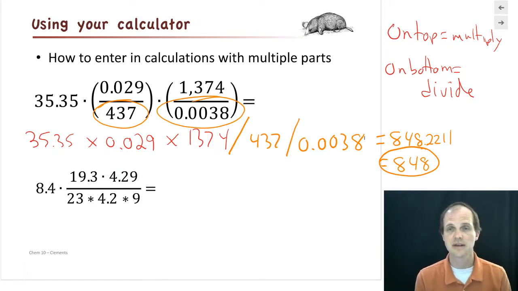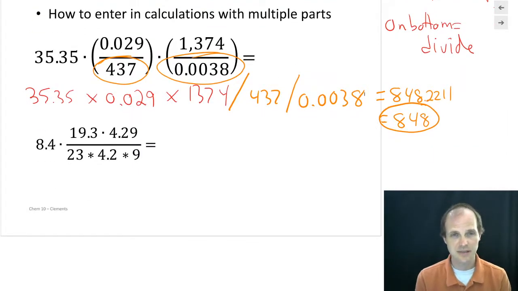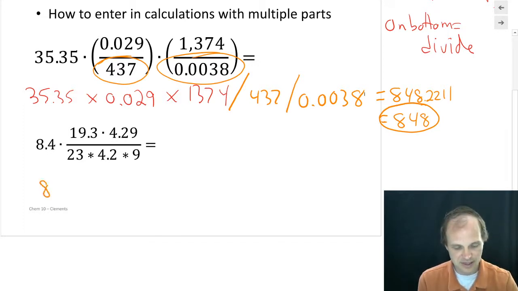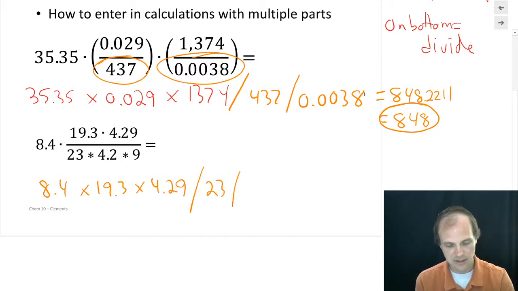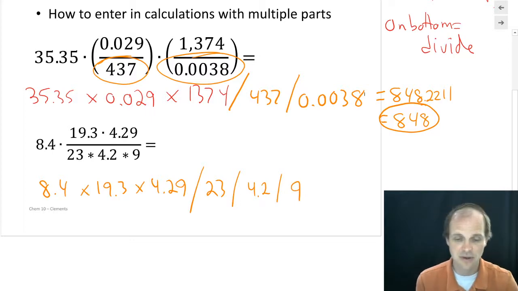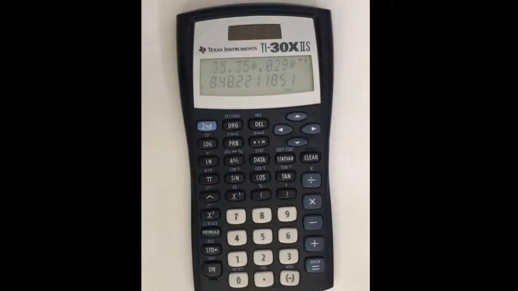Let's do our next one. Everything on top gets a multiply, everything on the bottom gets a divide, even though there's a bunch of multiplies down there. Okay. I'll show you two ways of doing this one, because some people are uncomfortable with this everything on the bottom gets a divide, and I understand that. But let's do it first the way I said. Everything on top gets a multiply. 19.3 times 4.29. Everything on the bottom gets a divide. 23 divide by 4.2 divide by 9. That's what I'm going to go ahead and type into my calculator, and it's going to look something like this.